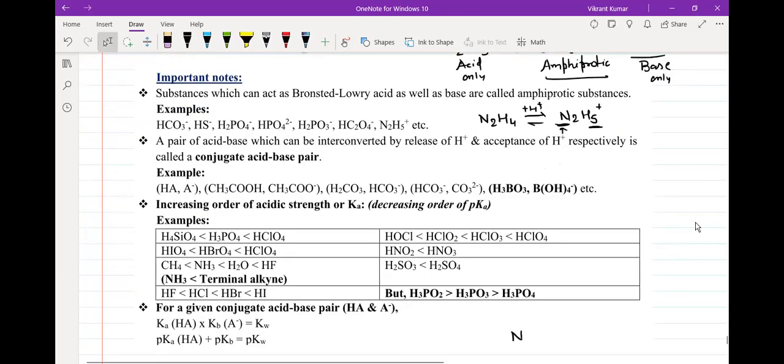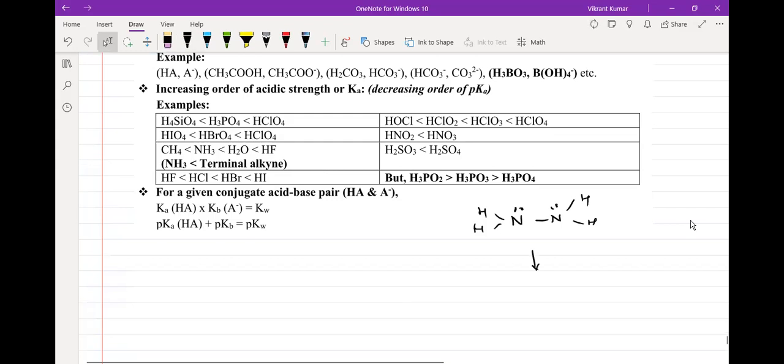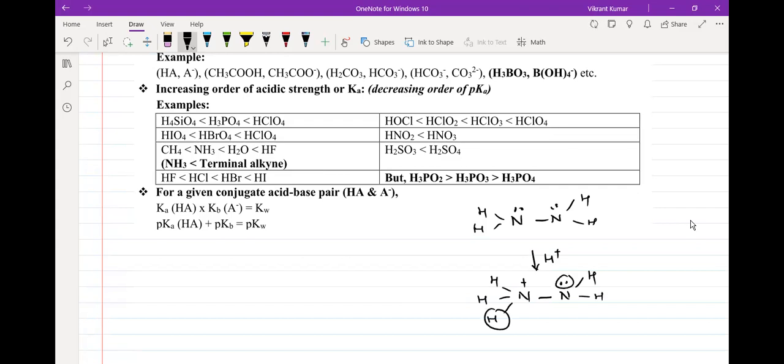N2H4 has a lone pair here, and it has a lone pair here. So now if I give it 1 H plus, we get N2H5 plus here, but we still have a lone pair. So we have one acidic hydrogen and a lone pair. And that's why it can act as an amphiprotic substance. Is it okay? Any doubt up to this point?